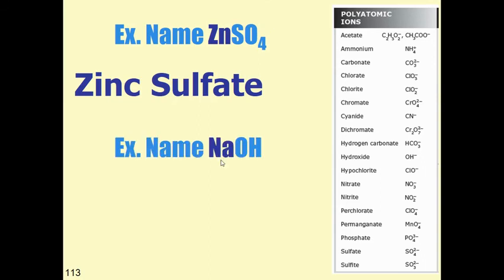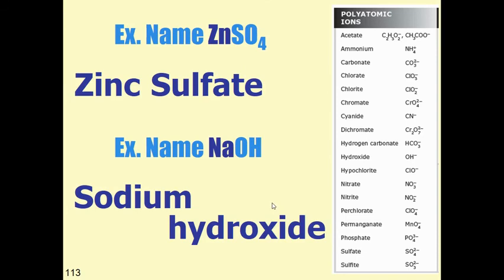What about NaOH? If you follow your polyatomic chart, it says, is there a metal? Yes. Is that metal a transition metal? No. Count the number of elements. Sodium, oxygen, hydrogen. 3 elements. So that is ionic ternary. We're going to name the metal first, sodium. Then we're going to name the polyatomic second. OH is right here, hydroxide. Sodium hydroxide.